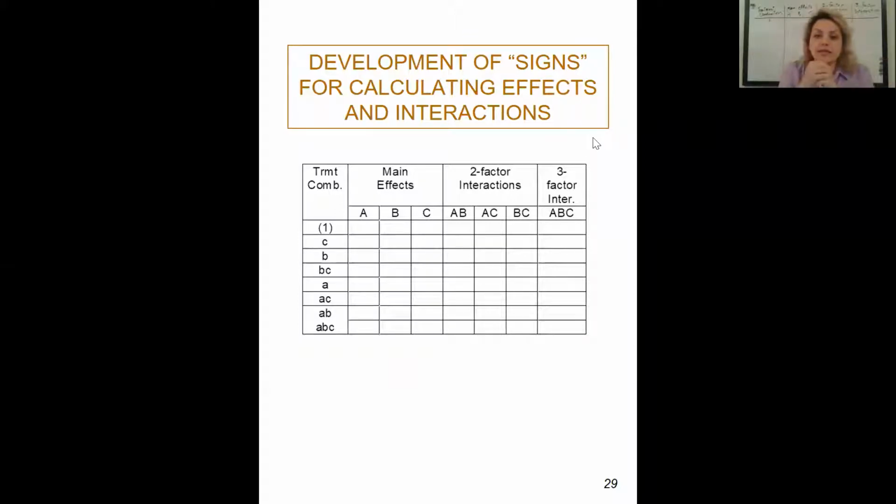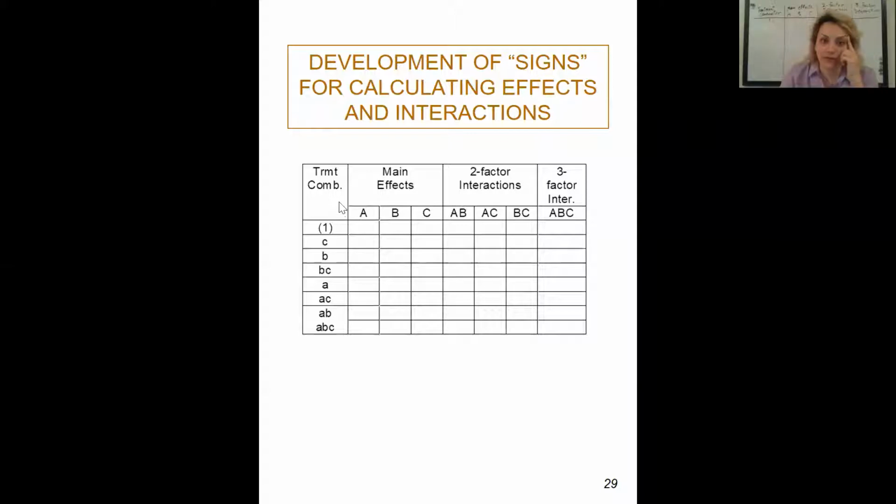Okay, so here is the development of signs for calculating effects and interactions. This is the total signs that we would have. I just wrote them on the board so that I could go through a few of them with you right now. But fill this table by yourself.